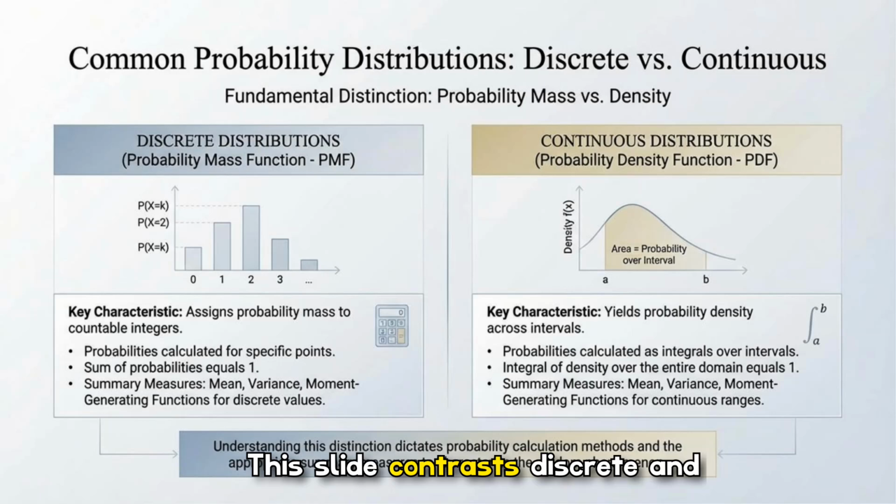This slide contrasts discrete and continuous distributions by focusing on probability mass versus probability density. Discrete models assign probability to countable outcomes at specific points, while continuous models spread probability across intervals. And that fundamental distinction affects how we calculate probabilities, choose summary statistics, and interpret model results.